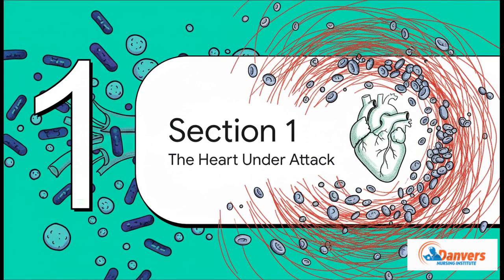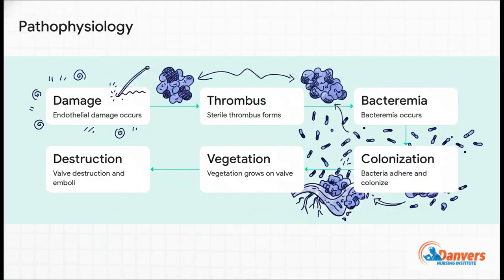Let's move into Section 1, the heart under attack. We need to understand how these lethal vegetations manage to form in the first place. Think of it as a chain reaction. First, we have endothelial damage, maybe from turbulent blood flow or an IV catheter. This exposes collagen, which makes platelets clump together and form a sterile thrombus. Then, bacteremia occurs. Bacteria from, say, a routine dental procedure or an IV line enter the blood. They find that sticky little thrombus and they colonize it. The vegetation grows, and that leads directly to valve destruction and eventually fragments breaking off.